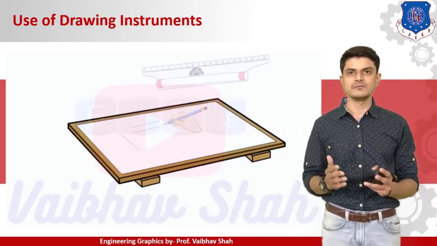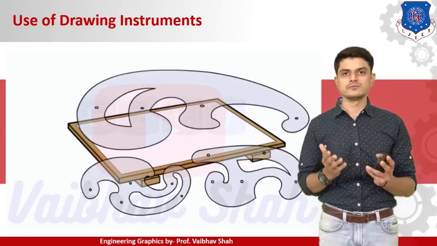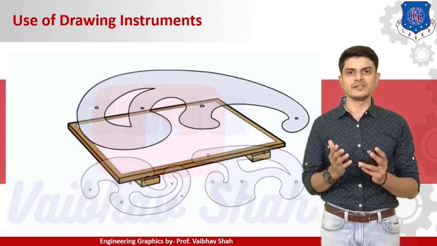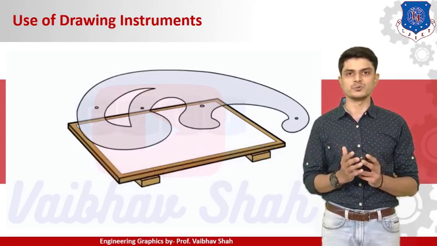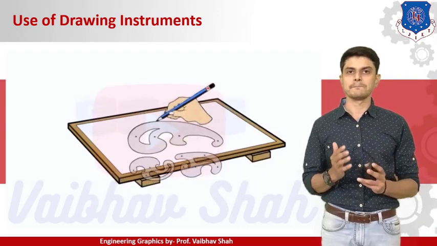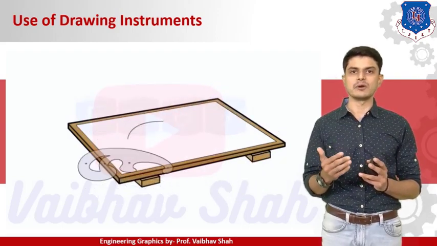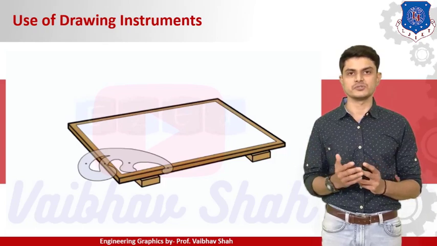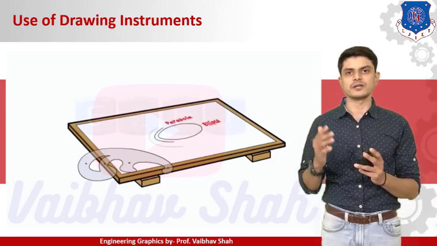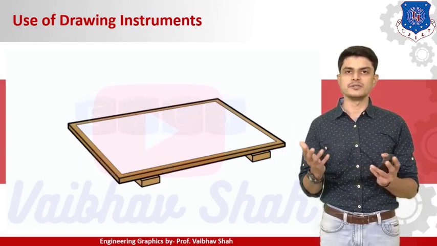Then after, we'll be using French curves. You can join a number of points to have a curved surface generated. You can use it to draw ellipse, hyperbola, parabola with the help of these French curves. You just join the points according to the French curve, and you can have these curves.